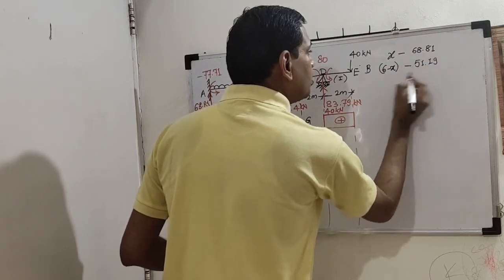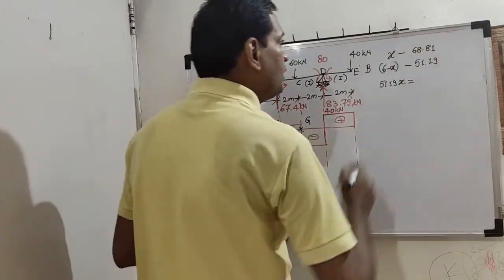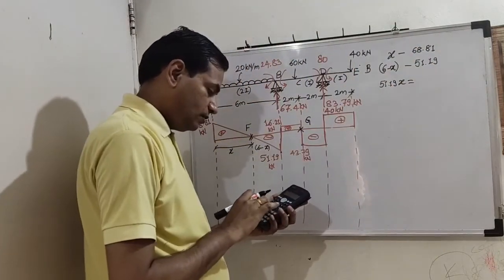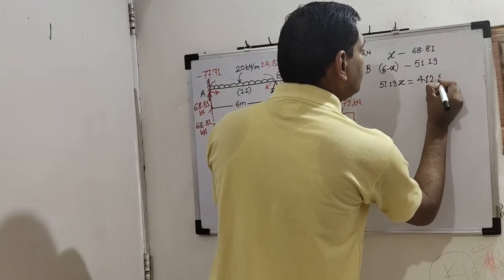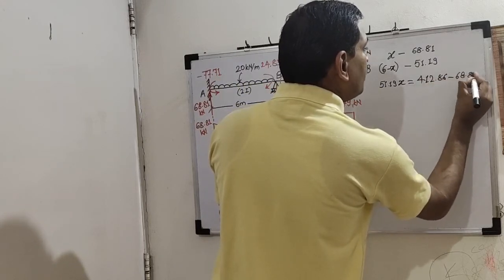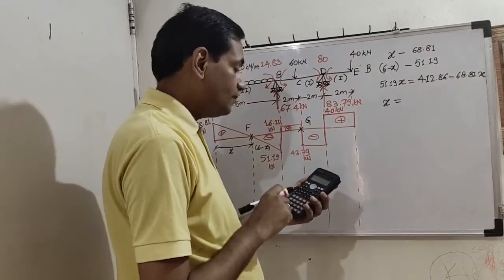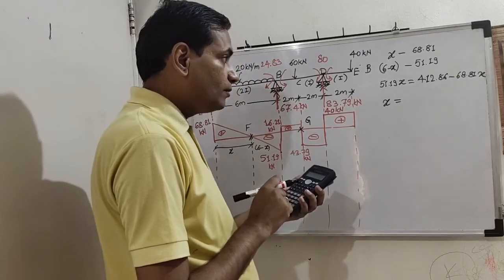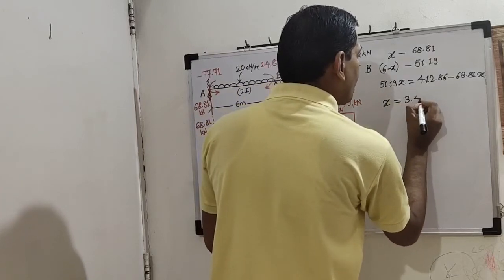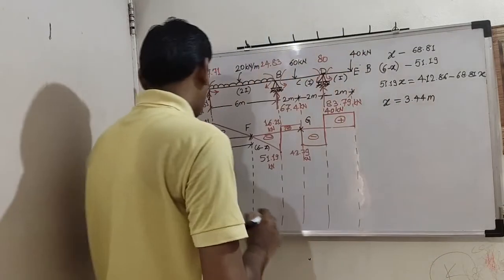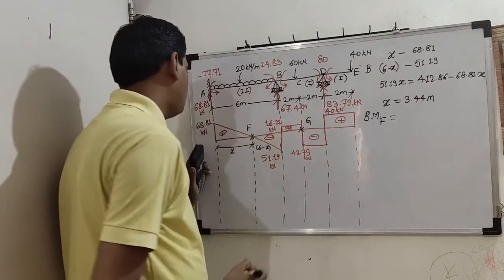Take the cross multiplication. 51.19x is equal to 68.81 into 6 minus x. So it is 412.86 minus 68.81x. So how much is x? Find out. So it is 3.44 meter. So find out now the bending moment at point F, which is x is equal to 3.44.